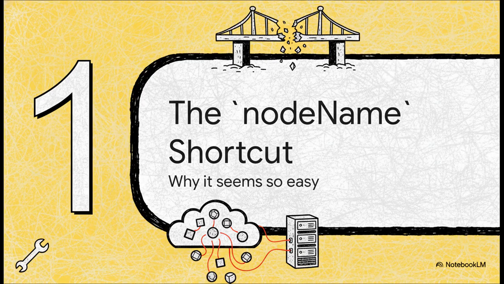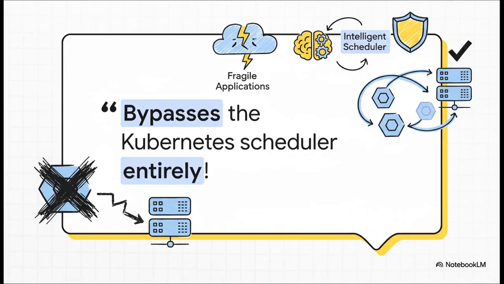So let's really look at this nodeName shortcut. What it does is create what we call a hard assignment. This isn't a suggestion or a preference. No, this is a direct, non-negotiable command telling Kubernetes exactly where to put your pod. Period.